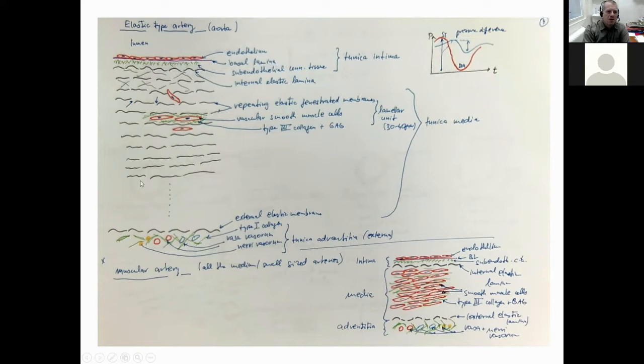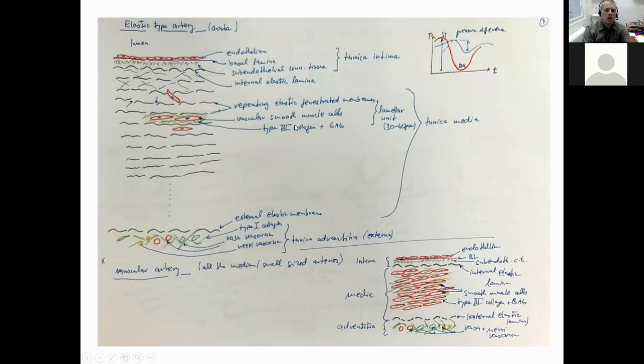Then comes the media. The media starts with the first layer of elastic membranes or elastic lamina, which is called the internal elastic lamina. In elastic arteries, the whole media contains many layers of these elastic membranes, which are two-dimensional structures with holes inside. On a section, you see it as fibers that are interconnected with some branches of elastin. But in reality, it's a sheet with openings through which the smooth muscle cells are penetrating, or collagen fibers, or glycosaminoglycans are penetrating.